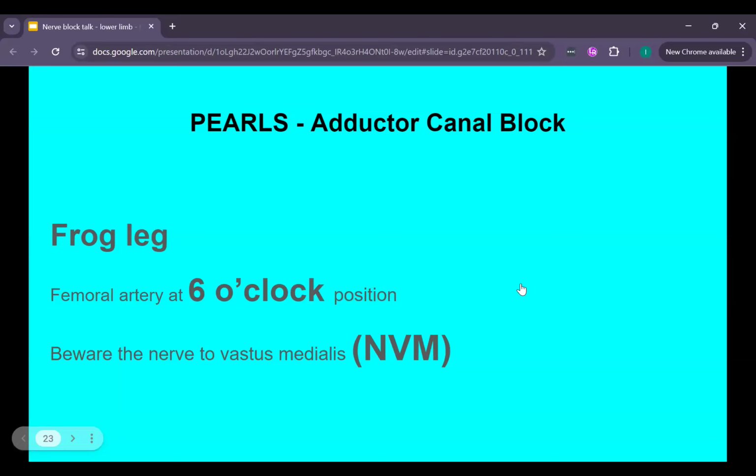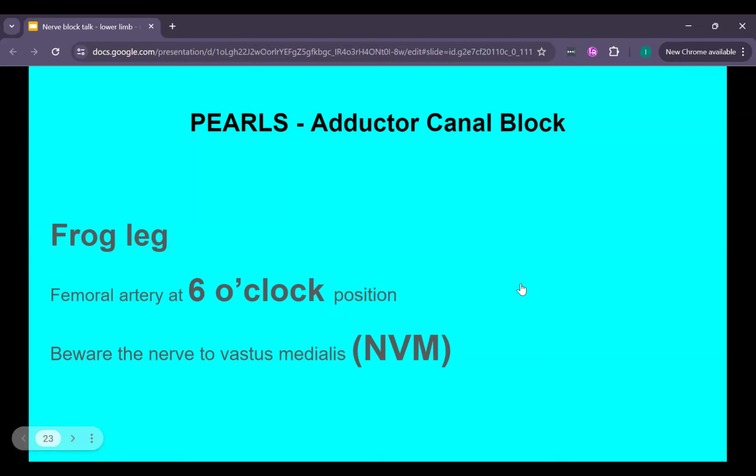So the pearls for the adductor canal block is positioning the patient, so getting them in that frog leg position, bending the knee at 45 degrees and then externally rotating, and aiming for that middle to distal third. Aim to have that femoral artery at the 6 o'clock position, so directly underneath the sartorius muscle.